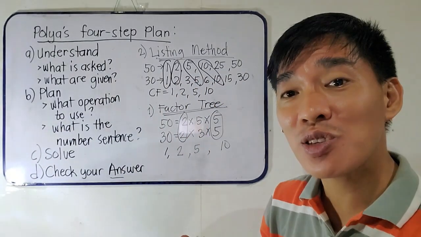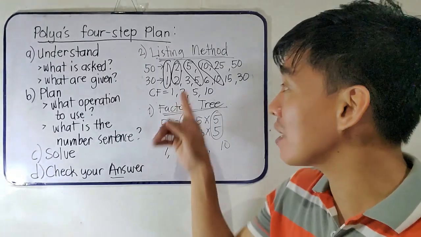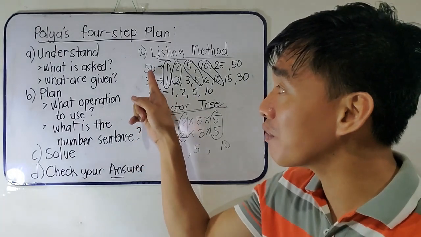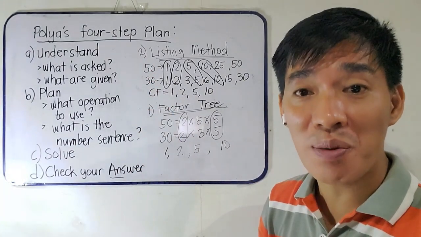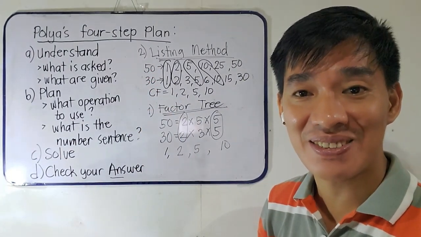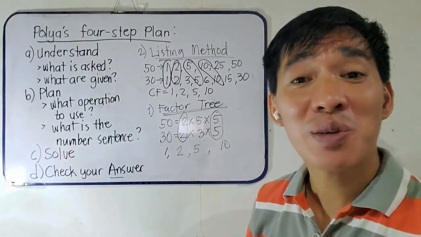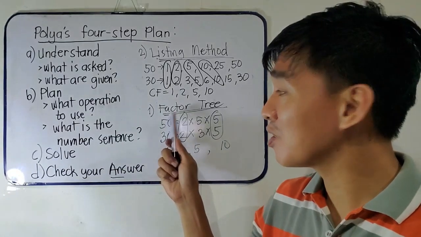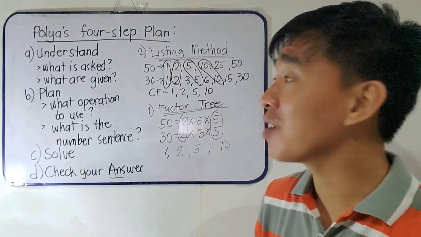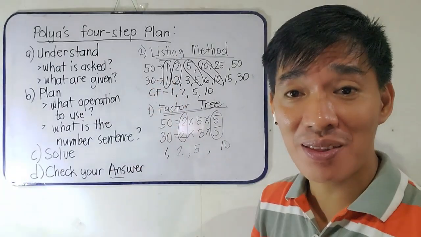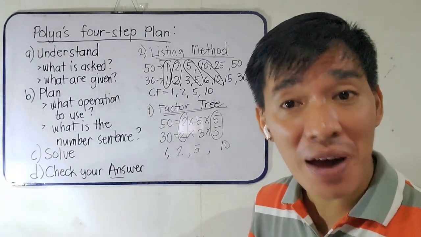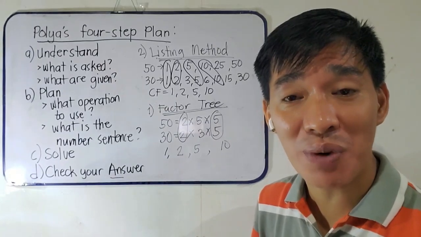If your answers 2, 5, and 10 could divide evenly 50 and 30, then you are pretty sure that your answer is correct. Which method are you most comfortable with? Are you comfortable with using the factor tree method? Are you comfortable with the listing method? Are you comfortable with the table method? Or have you found another method on how to solve this problem?